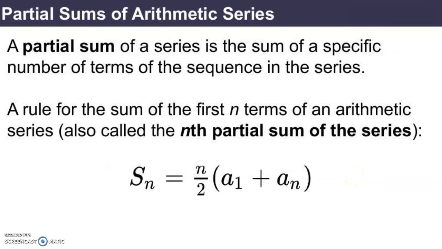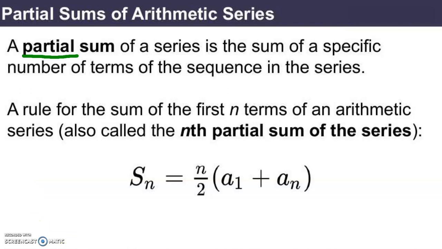So for the partial sum of an arithmetic series, and the reason that it has to be a partial sum is that for an arithmetic series, you really couldn't add up all of the terms in an arithmetic sequence. There are infinitely many terms in that sequence. And if you try to add them all up, it just simply wouldn't happen. What we can do is find partial sums, sums of some of the terms in that sequence. And a shortcut rule is right here at the bottom of the screen.